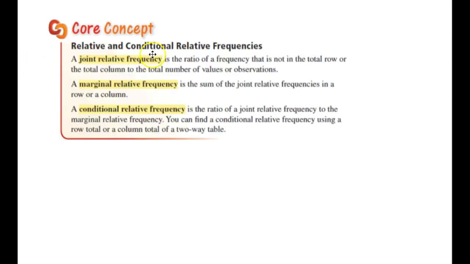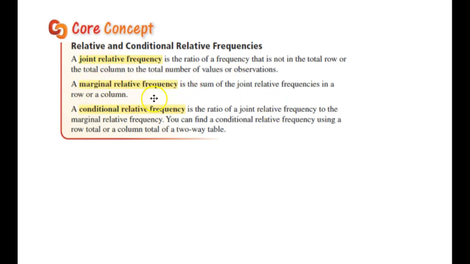So now we're dealing with some conditional frequencies, okay? A joint relative frequency is the ratio of a frequency that is not in the row or total, so one of our joint frequencies in the cells, to the total number of values or observations. We're going to look at some examples that walk through these. But just know that the joint relative frequency is I take the joint frequency divided by the total.